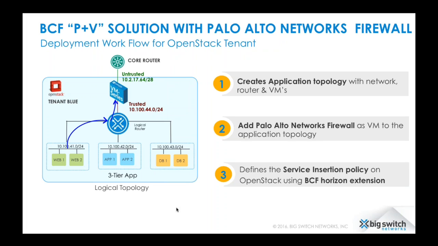Then finally, the third step here, which is a key workflow in this particular use case, is essentially to redirect the traffic to the firewall. Essentially, the tenant would define a service insertion policy. That's what we are going to see in the demo, because of which the traffic coming from the workload would be redirected to the next generation firewall. Then the firewall would do the necessary firewalling based on the policy defined by the tenant.